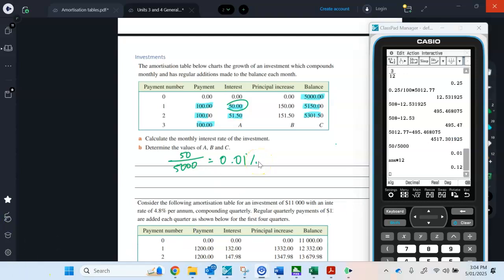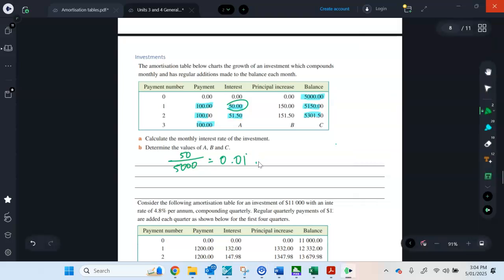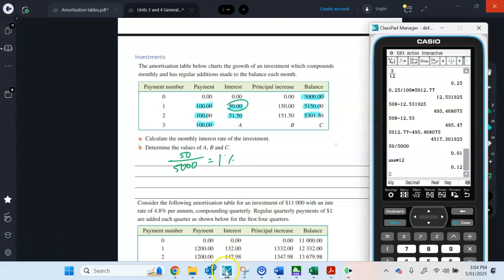Oops, I did make a mistake. I need to multiply this by 100. So it should be 1%. Sorry, guys, I should have picked up on that. I should have multiplied this by 100 to turn it into a percentage. And then you can see your annual interest rate is 12%.